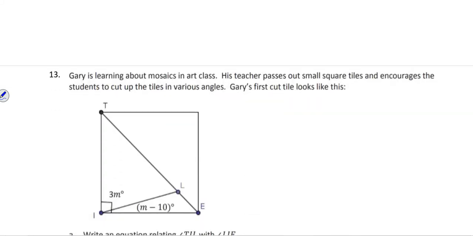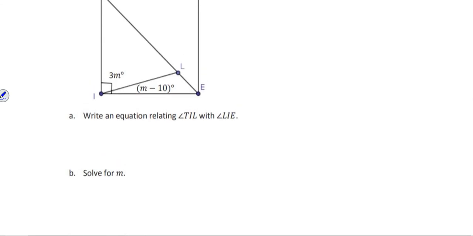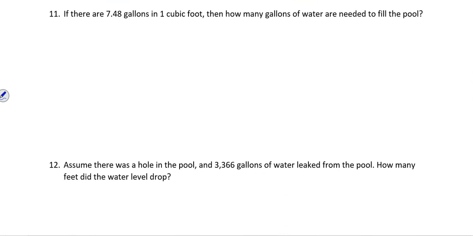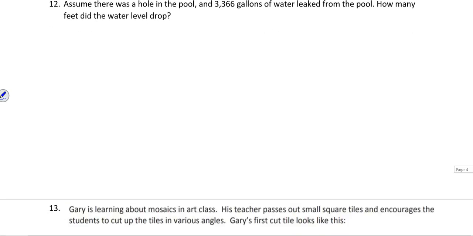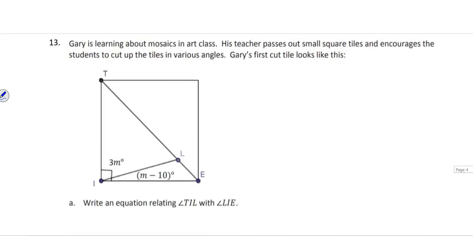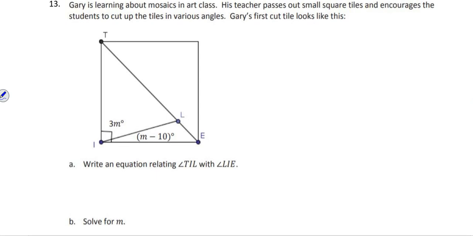All right, so 13, our last problem. Gary is learning about tiles. His teacher passes out a small square tile and encourages the students to cut up the tiles at various angles. Gary's first cut tile looks like this. All right, we've got angle TIL, angle TIE, and angle LIE. So write an equation relating TIL and LIE. Well, TIL is here.